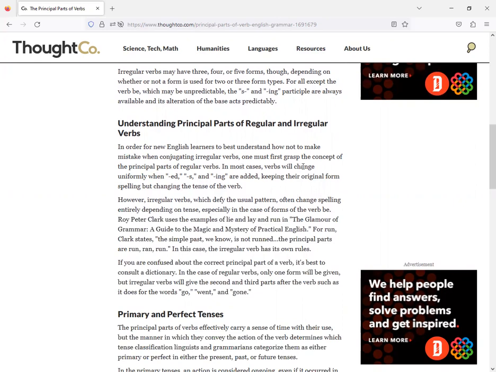In most cases, verbs will change uniformly when we add ed. So in the past, we're going to add ed. If the subject is he or she or it, we're going to add s. And for the present participle, we're going to add ing to the verb. Like when I say, I am watching, he is watching, we are watching, and so on and so forth, okay?